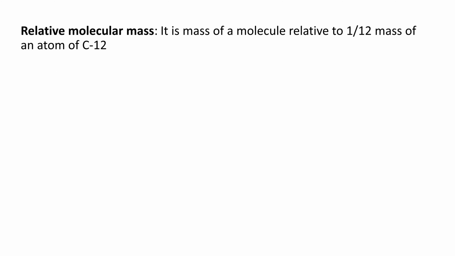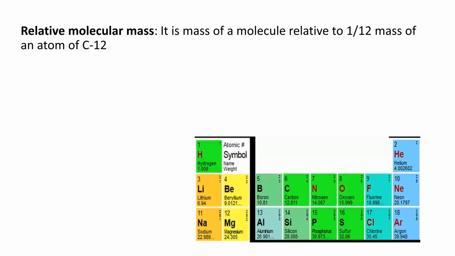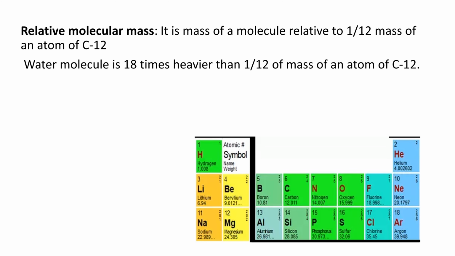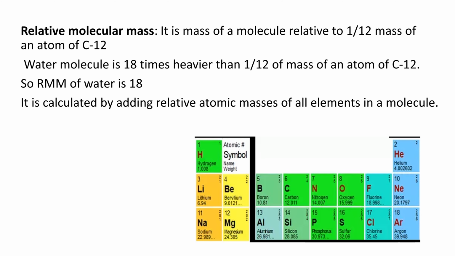Relative molecular mass. It is the mass of a molecule relative to 1/12 mass of an atom of carbon-12. Let's take an example of water. Water is 18 times heavier than 1/12 of mass of an atom of carbon-12. So relative molecular mass of water is 18. How do we calculate it? It is calculated by adding relative atomic masses of all elements in a molecule.